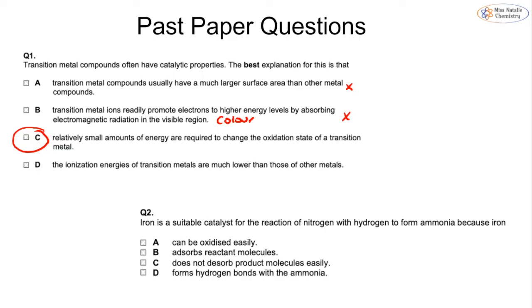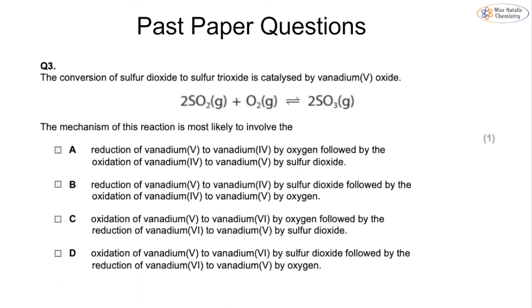For B, it adsorbs the reactant molecules. That's likely going to be our correct answer, but let's just check. For C, it does not desorb the product molecules easily. Well, if it doesn't desorb, then it's not going to be a very good catalyst. And D, it forms hydrogen bonds with the ammonia. Well, that's definitely not right because metals do not form hydrogen bonds. So our answer has to be B. And it's because for surface adsorption theory, we need the catalyst to be able to adsorb the molecule onto its surface.